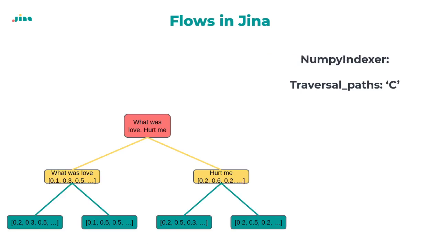In the next step, we want to find matches for these chunks. So we say, okay, we want to use the NumPy indexer, our database, and please do this also on the C level. So search on this level. And after we searched on this level, we get for each of the chunks matches back that are now here on the lowest level.